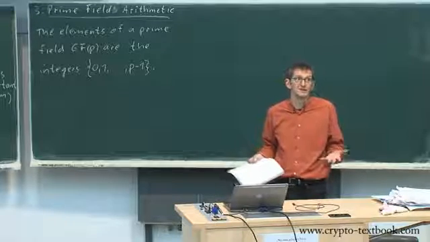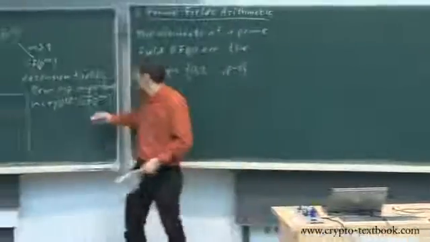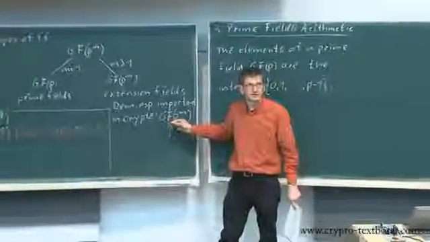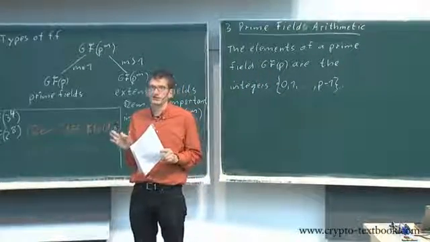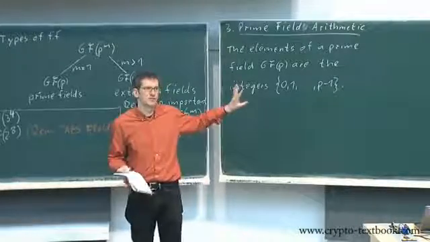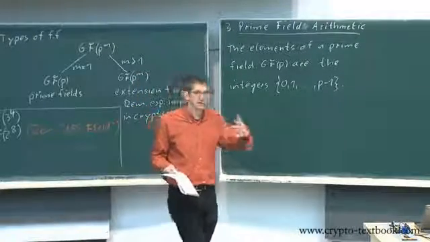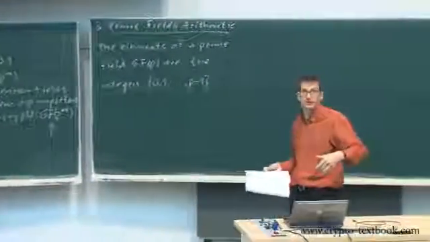What else? What you will see in 10 or 15 minutes, when we switch to extension fields, GF(2 to the m), is that suddenly the elements are not numbers anymore, not integers anymore. So be warned. For prime fields, it's very easy. We essentially do computation with integers, stuff we are used to from elementary school, from Grundschule.